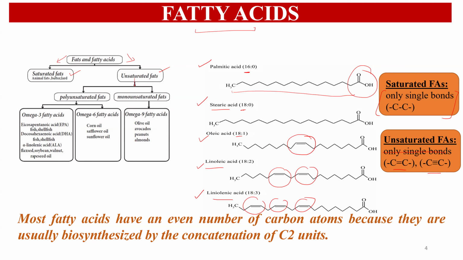When we divide the unsaturated fatty acids into further categories, we have polyunsaturated fatty acids, which are also known as PUFAs. And then we have monounsaturated fatty acids, which means MUFAs. Polyunsaturated fatty acids include omega-3 fatty acids and omega-6 fatty acids. And the examples are listed here on the screen. And the monounsaturated fatty acids are the omega-9 fatty acids.